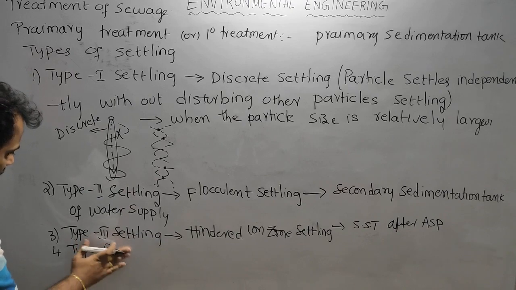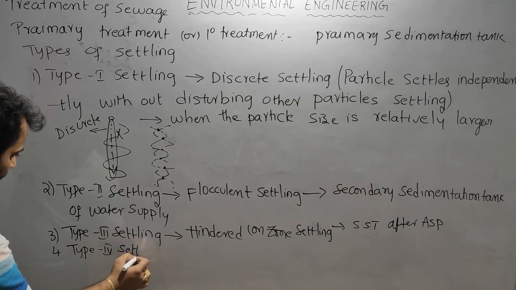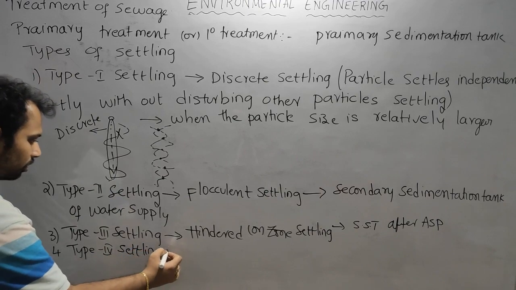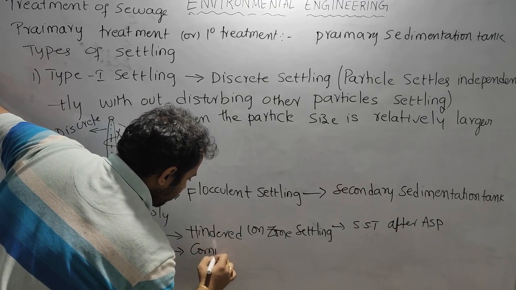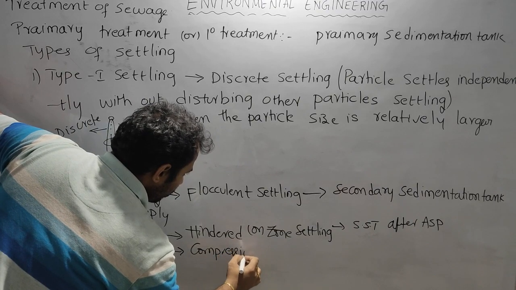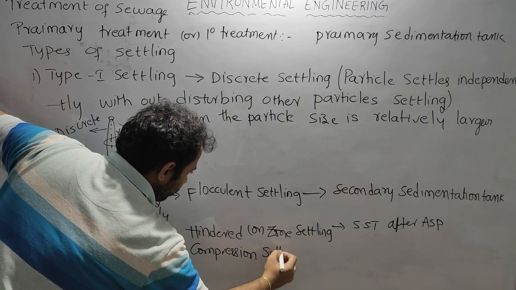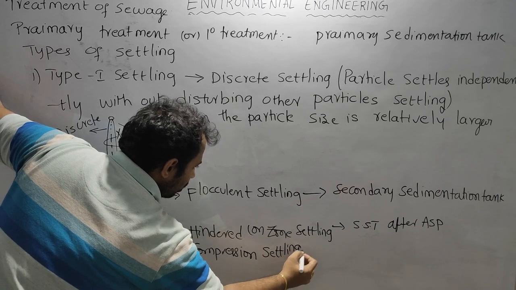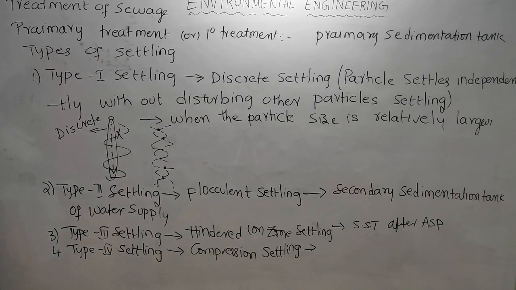Type 4 settling, that is compression settling. Compression settling means when the particle concentration is very high. So when the particle concentration is very high, then what happens? The particles will compress into a form of layers. The bottom layer will support the weight of the upper layers.